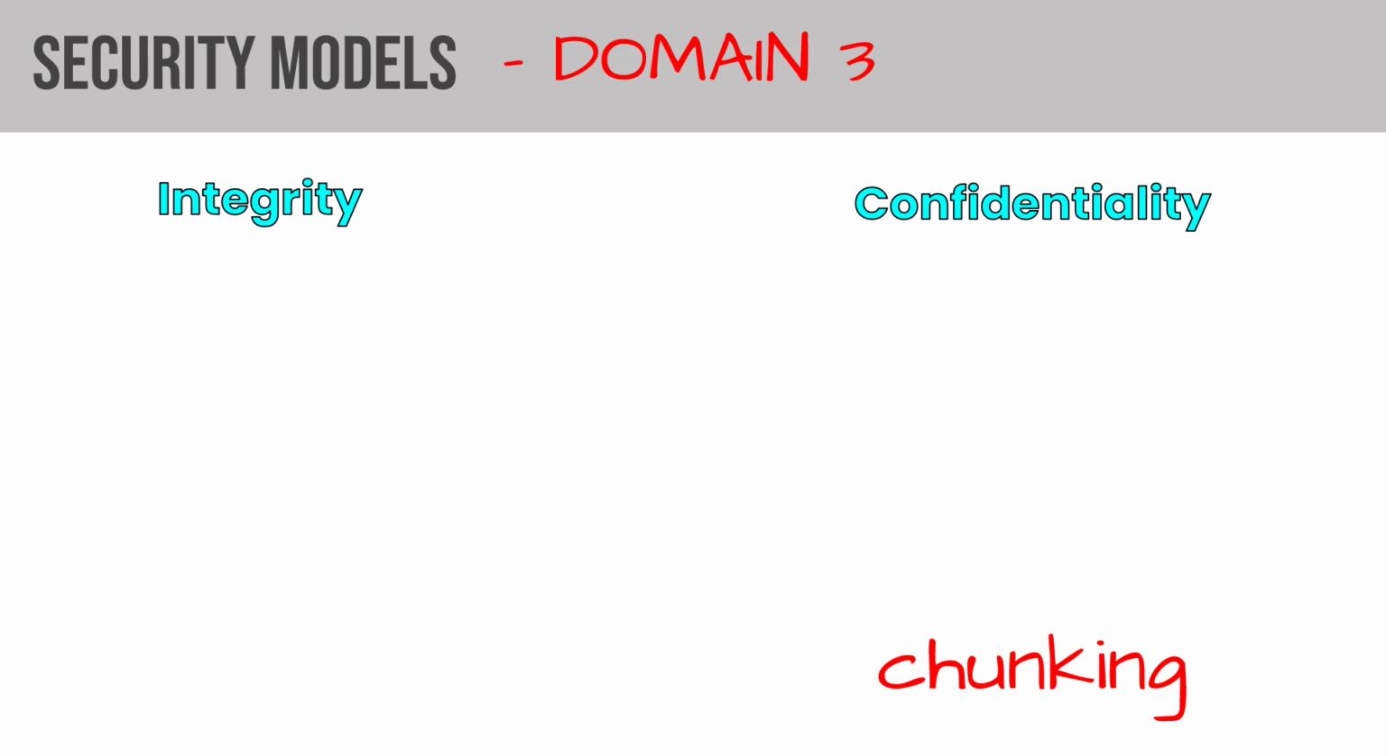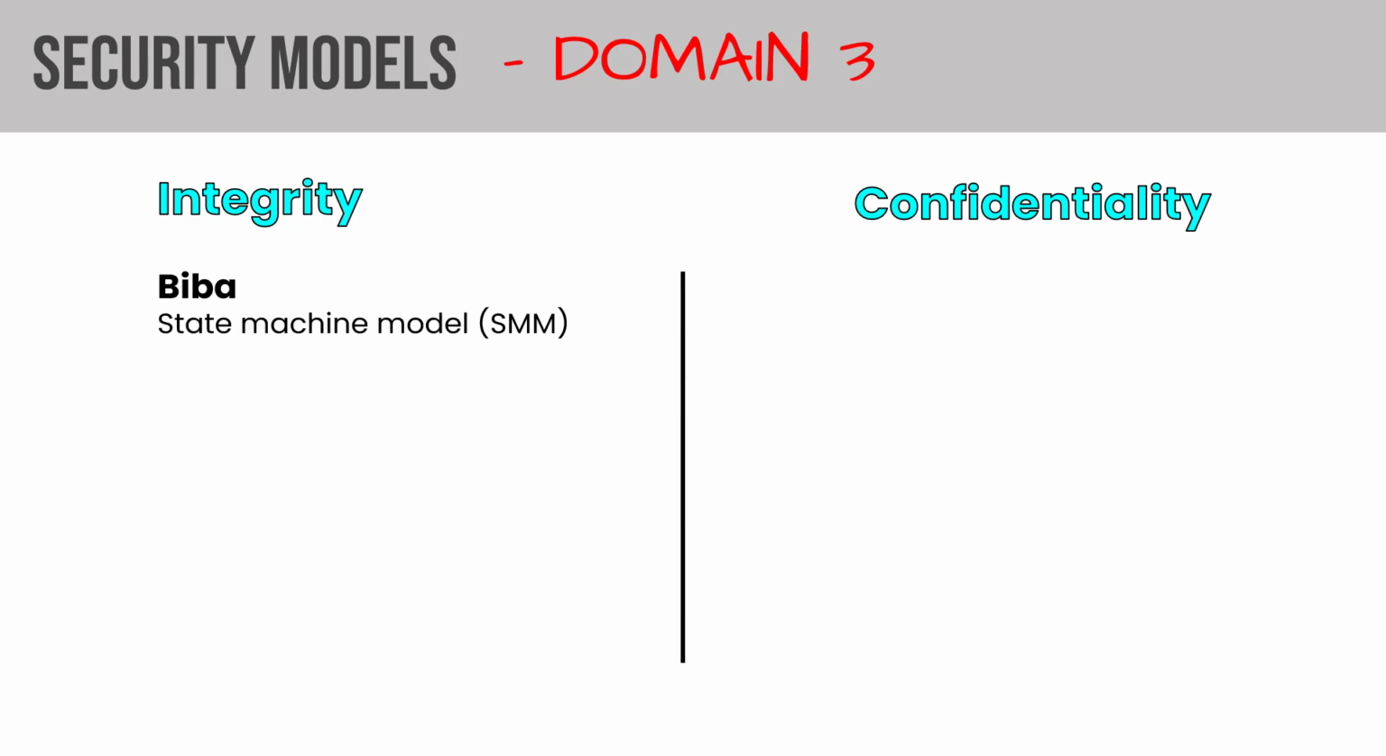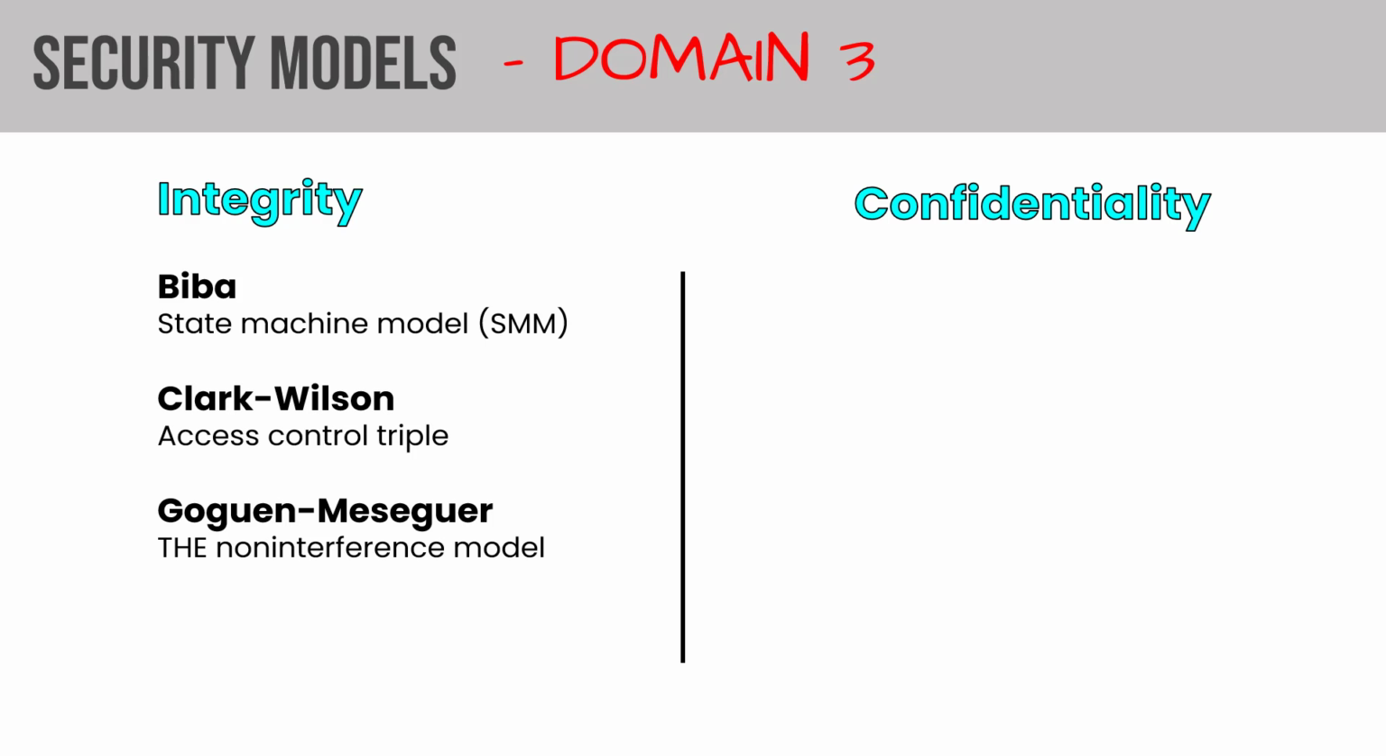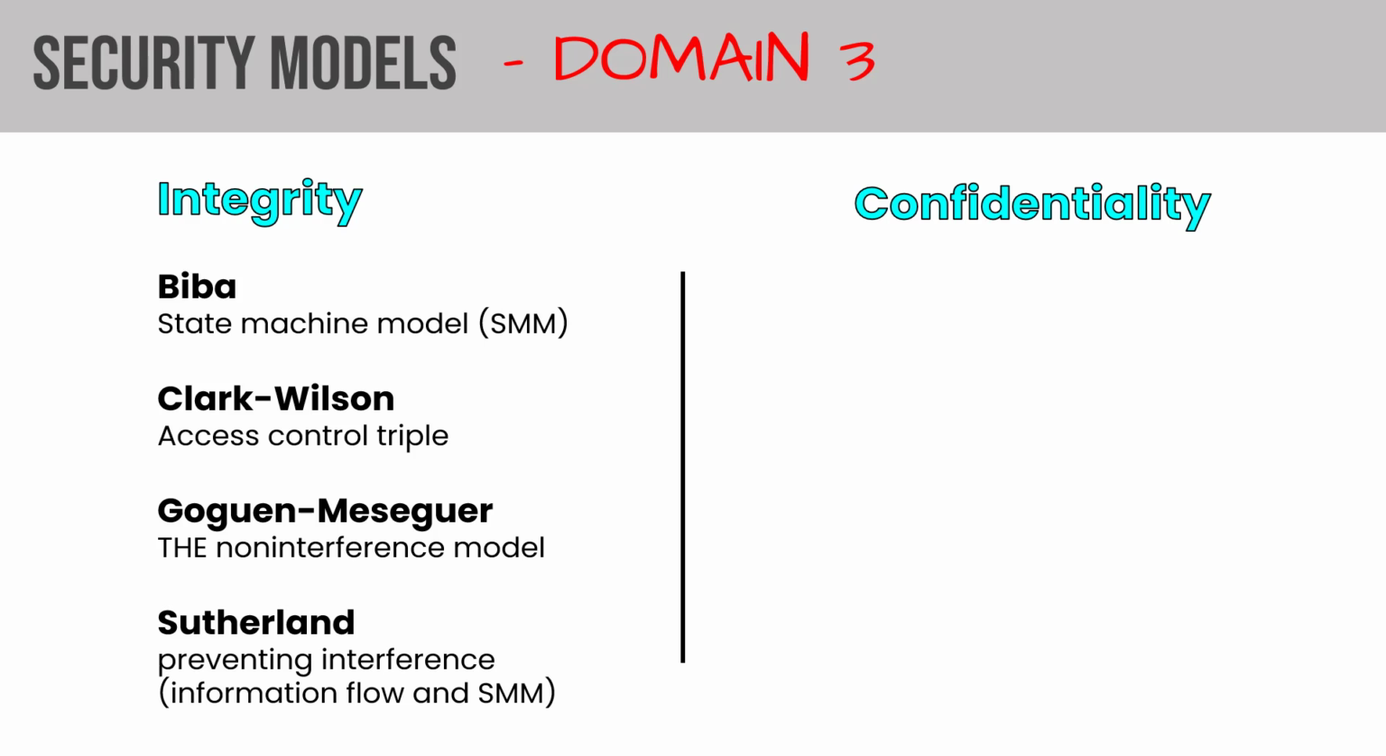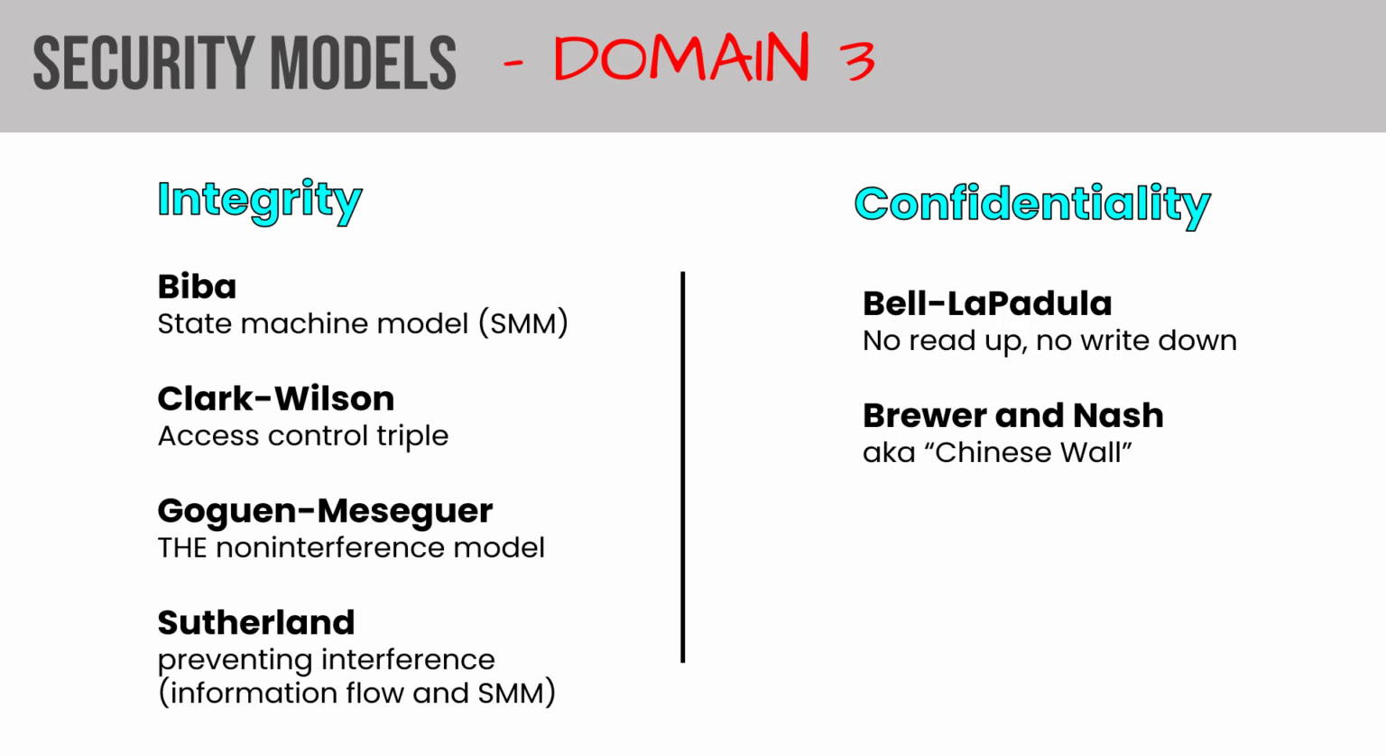So I'm chunking here. So on the integrity side, we have the BIBA model. We have Clark-Wilson, Goguen-Meseguer, the last names of the 2 people behind it, and then the Sutherland model. On the confidentiality side, we have Bell-LaPadula, Brewer and Nash, and Take-Grant. Now I want you to notice a couple of things here about what I've chunked into these 2 categories. So I've called out a unique property of each.